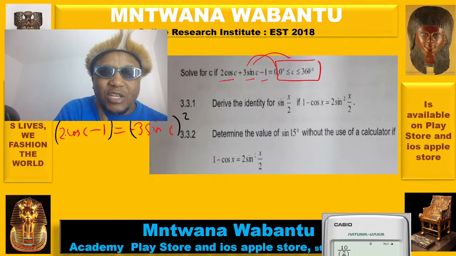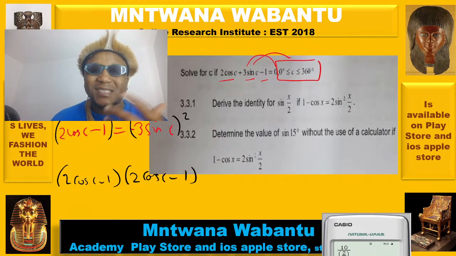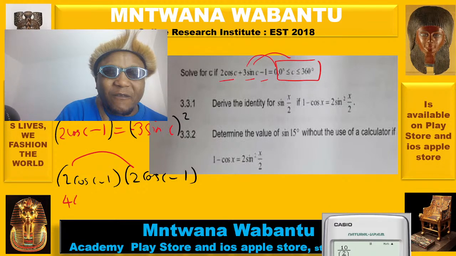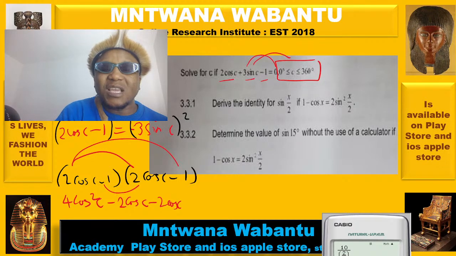So then I'm going to say 2 cos c minus 1 squared, meaning multiplied by the same thing: 2 cos c minus 1 times 2 cos c minus 1. Because when you square something, you multiply it by the same thing. So 2 cos c times 2 cos c gives me 4 cos squared c. 2 cos c times negative 1 is negative 2 cos c. Negative 1 times 2 cos c is negative 2 cos c. And negative times negative is positive 1. Negative 2 cos c minus 2 cos c equals negative 4 cos c.